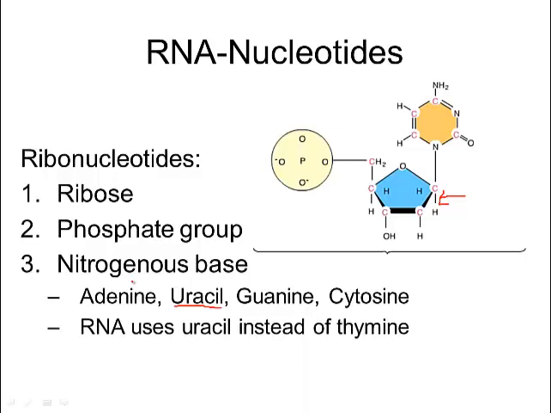Okay? So again, RNA is going to use the uracil instead of thymine in its basic structure, but the complementary base pairing is actually going to stay the same. So adenine is going to go with uracil now, and guanine and cytosine are still going to go together.